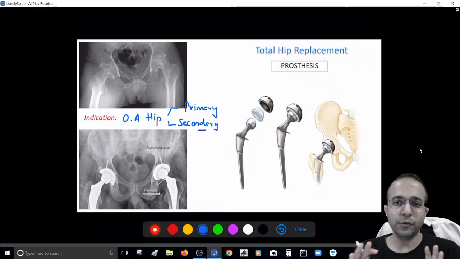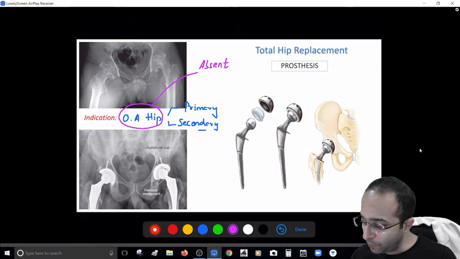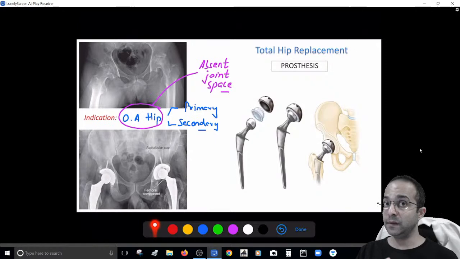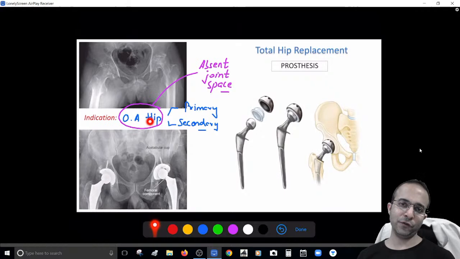And mind you, osteoarthritis of the hip, what do I mean by this? When on an X-ray, you are unable to see the joint space. So this is the head, this is the acetabulum. And normally there will be a hip joint space between the two. That space is actually the articular cartilage, joint cartilage. Cartilage is not visible on X-ray, so you see it as a space. So when the cartilage is gone, this joint space is gone, and that is when you say this is osteoarthritis of the hip, and this is where a total hip replacement is indicated.